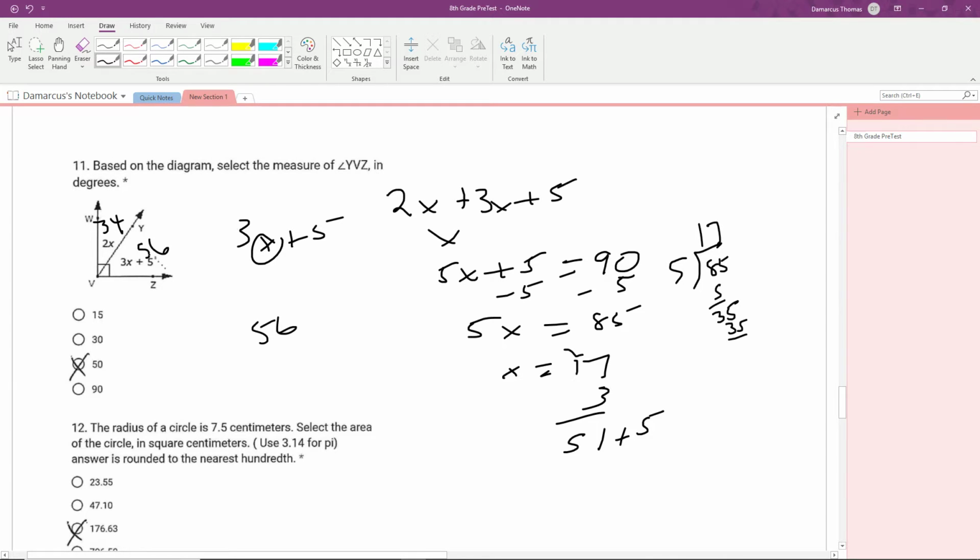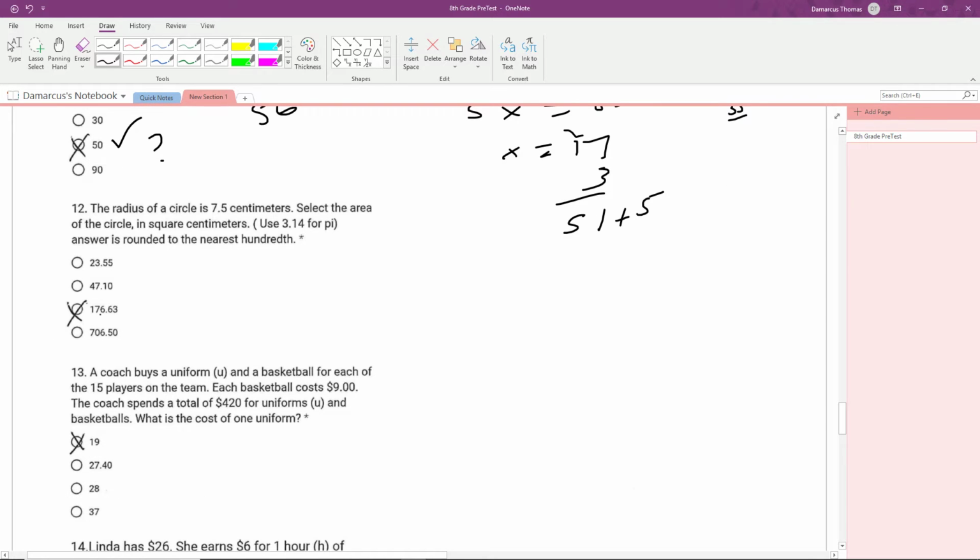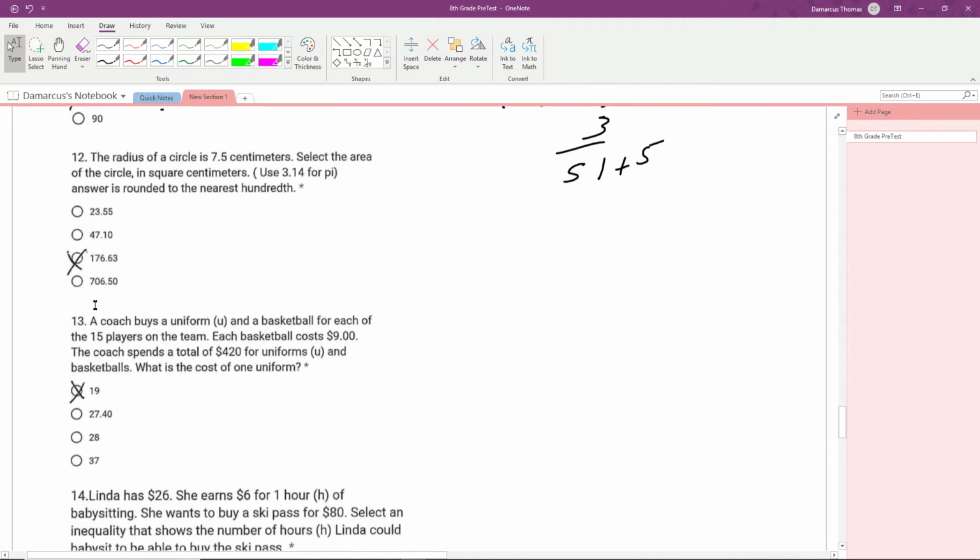Because together they make 90. So I don't really see why. I think they made a mistake. They're saying find the angle, select the measure of angle WVZ in terms of degrees. It's actually 56, not 55. So that one should be changed. There's a problem with that. It turned out to be wrong.